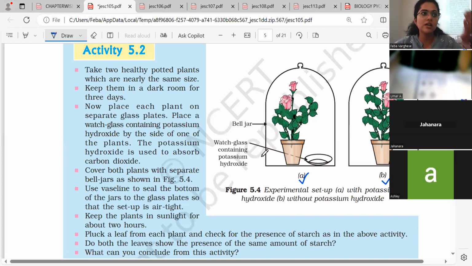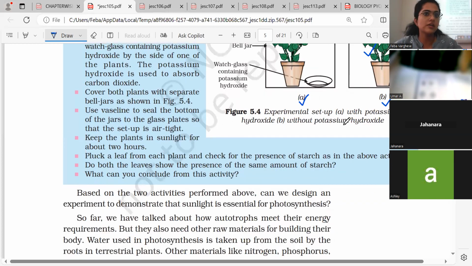If carbon dioxide is deprived, will this leaf give a positive test for starch? No, it's not going to photosynthesize. You are giving it light and all the required things, but you have cut down the supply of carbon dioxide, because of which you're not going to get a positive result for the starch test. While the control plant is going to give you the presence of starch in the leaves.